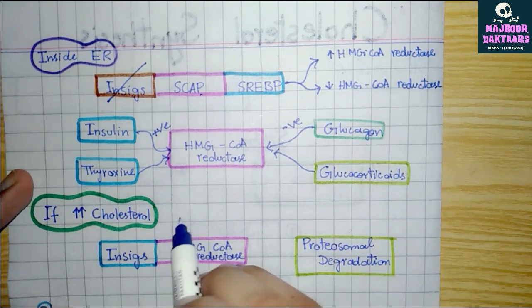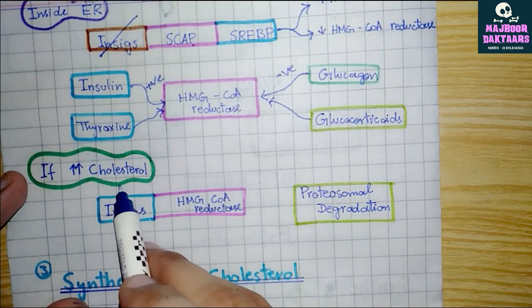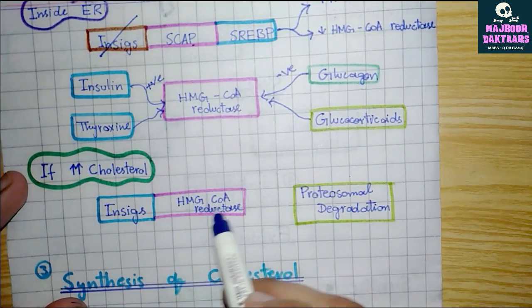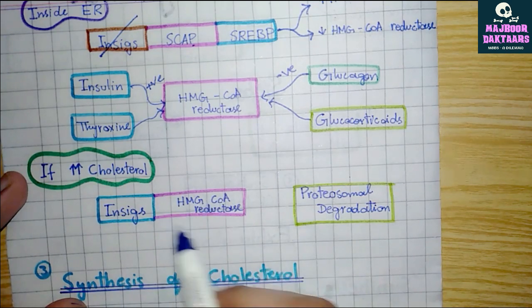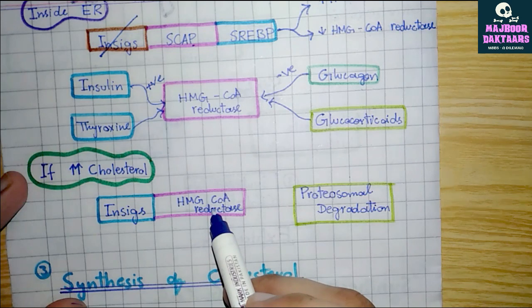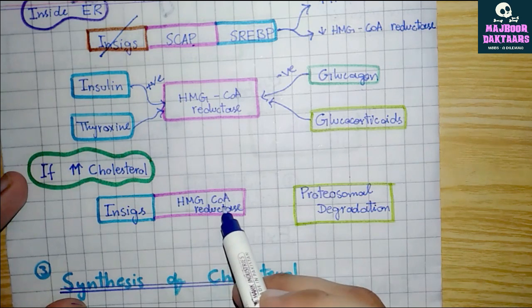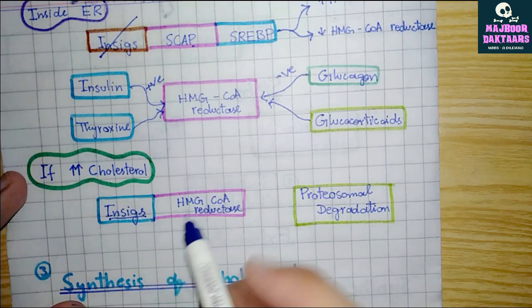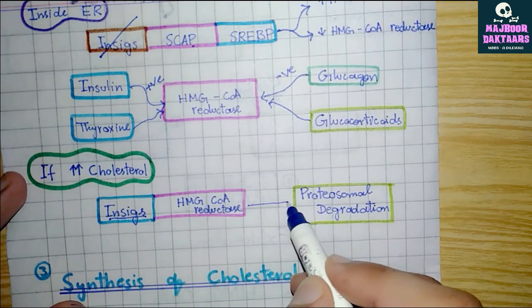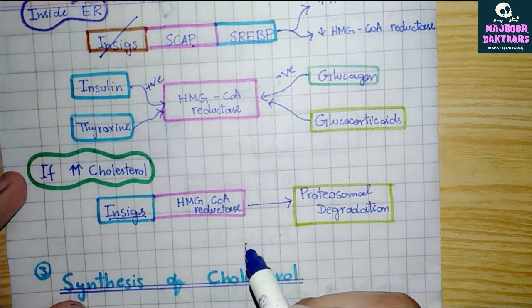Now what happens if the cholesterol level is high? There is a direct action of the INSIG protein with HMG-CoA reductase. Now HMG-CoA reductase is also cholesterol sensitive. When it senses that there is a high cholesterol level, it directly binds with the INSIG protein and undergoes proteasomal degradation.